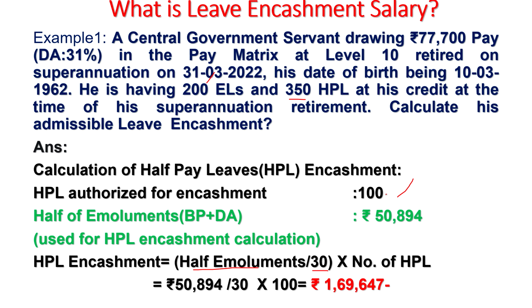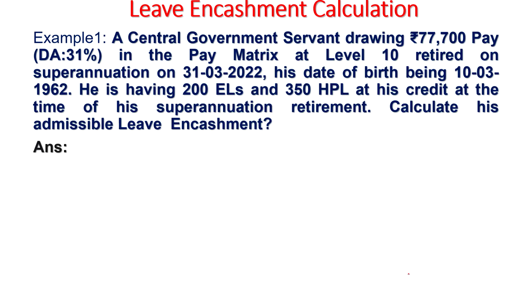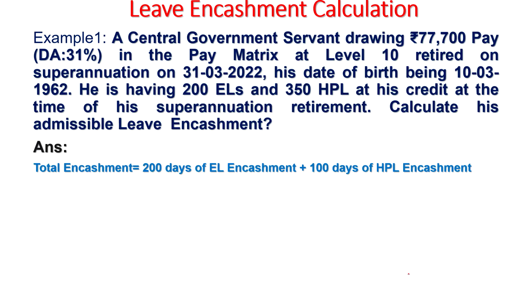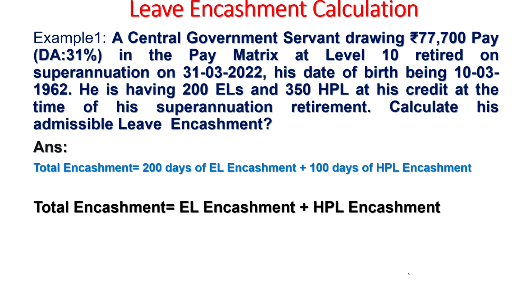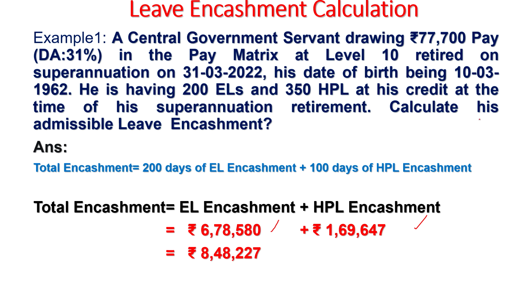So the calculation will be half of the emoluments, 50,894, by 30 into 100. So it is 1,69,647, the HPL encashment. We have seen already that total encashment will be 200 days of EL encashment plus 100 days of HPL encashment. So total encashment is EL encashment plus HPL encashment, and 200 days of EL encashment we have seen is 6,78,580 and HPL encashment is 1,69,647. So this total will be 8,48,227, the total leave encashment that is eligible for this central government employee.